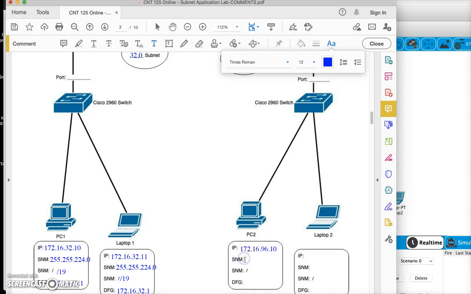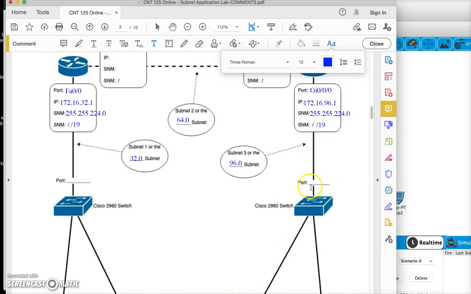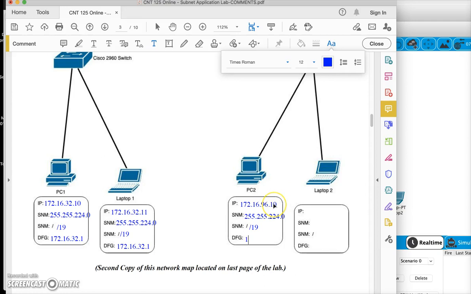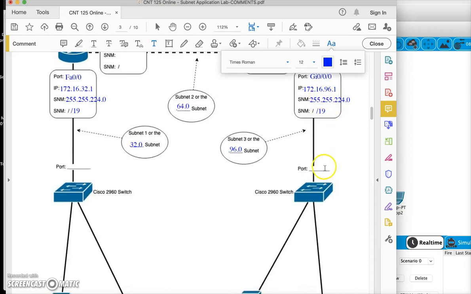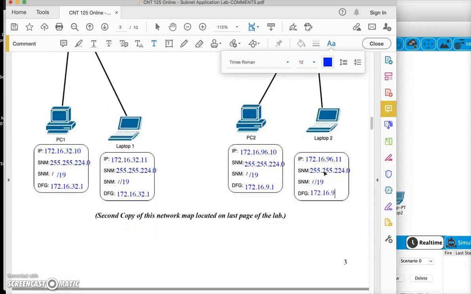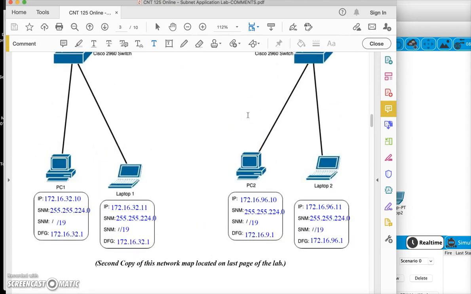172.16.96.10. Subnet mask 255.255.224.0. /19 again. Default gateway is the router port I'm attached to. 96.1. That's the one I'm attached to right there. 172.16.96.1. This guy, 172.16.96.11. 255.255.224.0. /19. And again, the router port I'm attached to, this guy right here, 96.1. 172.16.96.1. Alright. So far, I have both LANs assigned, addresses and all.